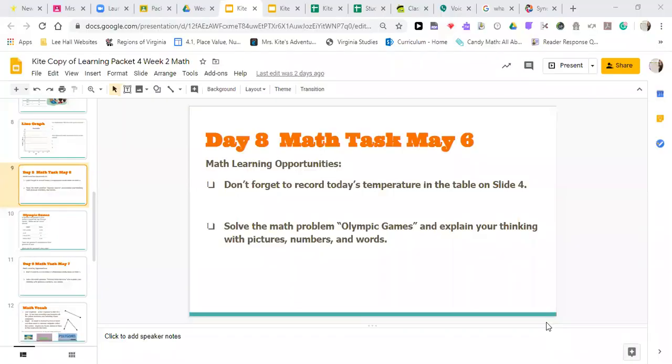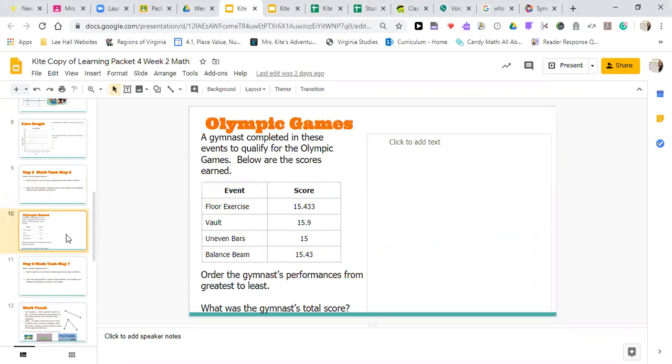So when we come over to our math task for the day, our day 8 math task basics, of course, we were recording the day's temperature on the table and solving the math problem Olympic Games. So the math problem Olympic Games has the following. A gymnast competed in these events to qualify for the Olympic Games. Below are the scores earned.